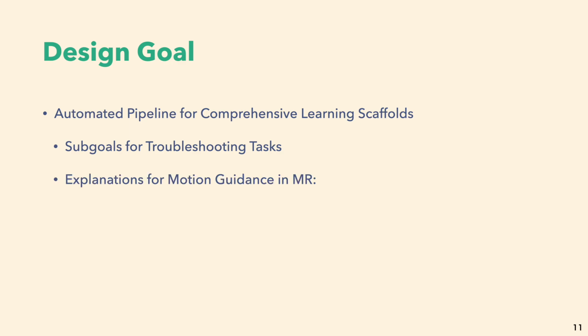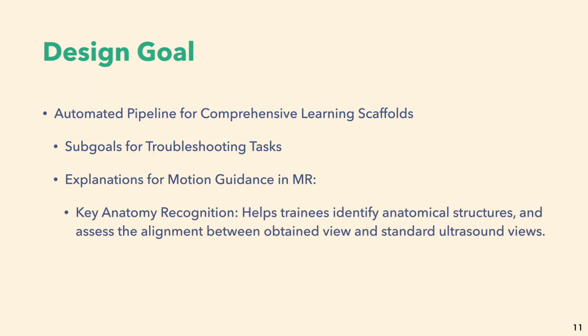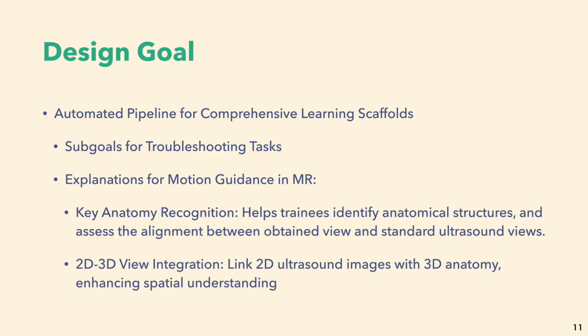Second, we integrate explanations for motion guidance in MR, focusing on two key components. First, the key anatomy recognition. Trainees learn to identify anatomical structures and assess whether their obtained ultrasound view aligns with standard views. Second, the 2D-3D view integration. By linking 2D ultrasound images with 3D anatomical structures, we enhance spatial understanding, helping trainees visualize how probe adjustments affect the scanned anatomy.